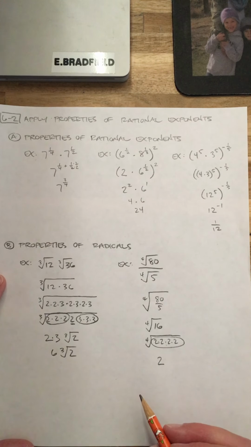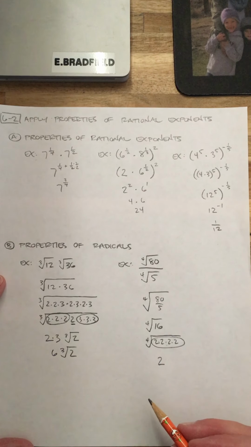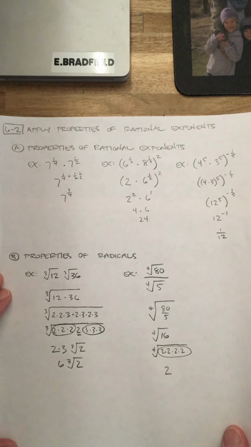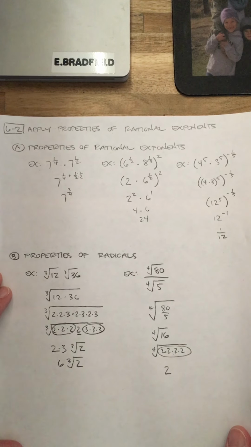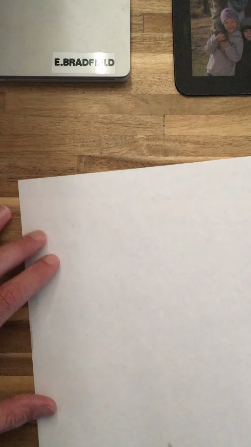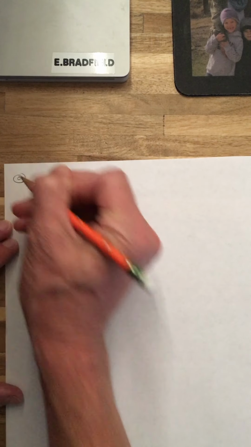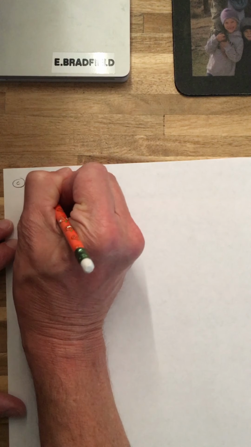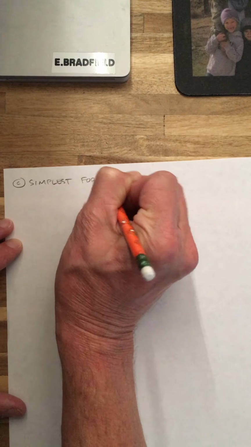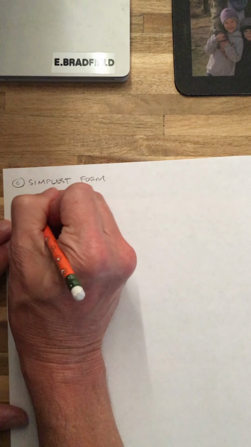All right, so that's that on properties of radicals. Let's see if I could squeeze in a couple challenging problems of trying to write expressions in simplest form, okay? Let's start part C and then I'll stop the video and begin again later. All right, here we go, part C, simplest form. All right, so here's our first example.